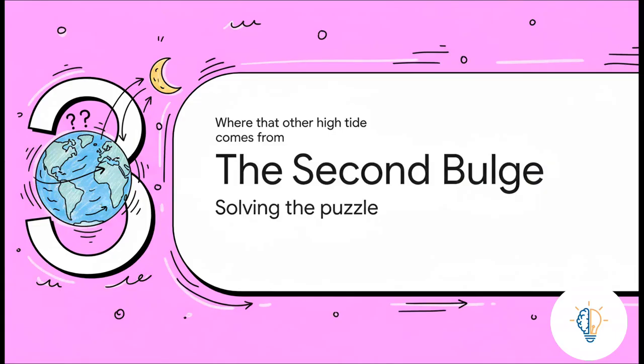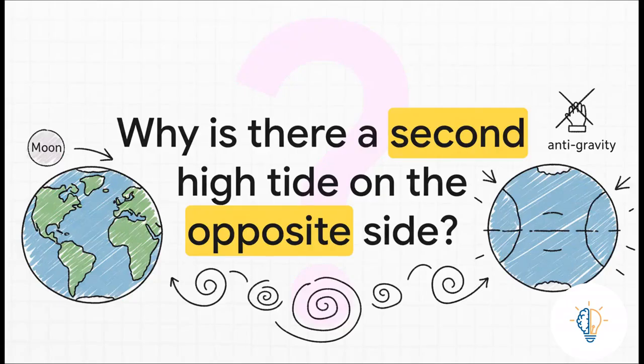And this is where things get really interesting. This question actually stumped scientists for centuries. If the moon is pulling the water towards it, how in the world do you get another high tide on the other side of the planet? This is the absolute heart of the tidal mystery, because it feels totally backward. You'd think the water on the far side would be at its lowest, not its highest. It's not some strange anti-gravity effect. The real answer is actually way more elegant.